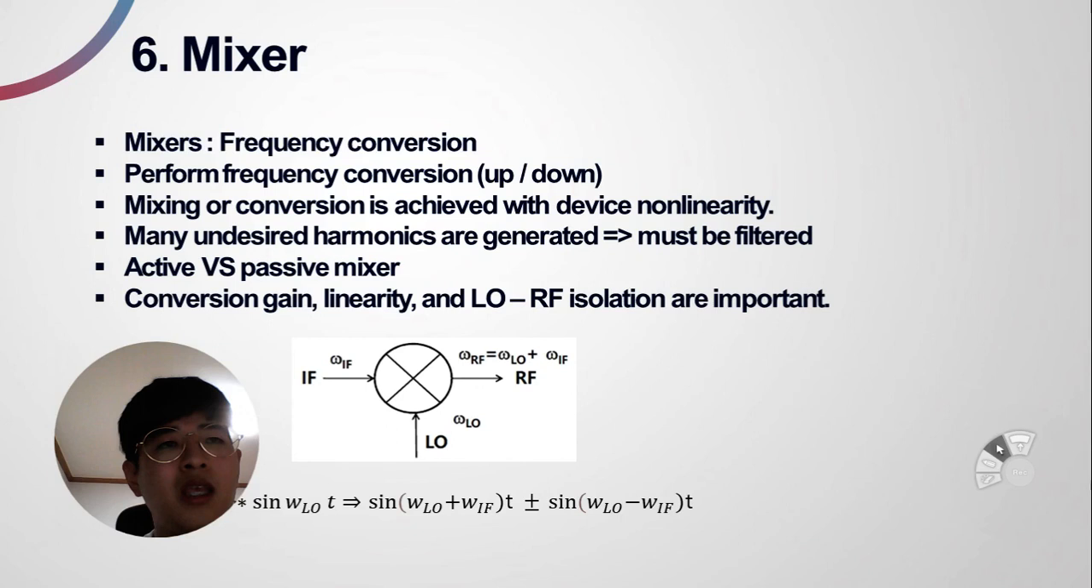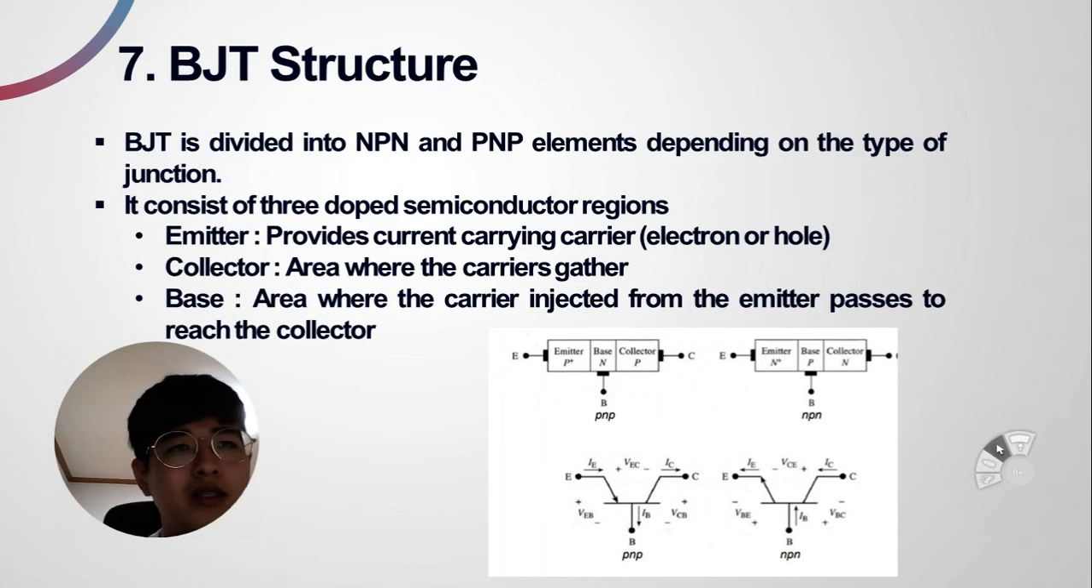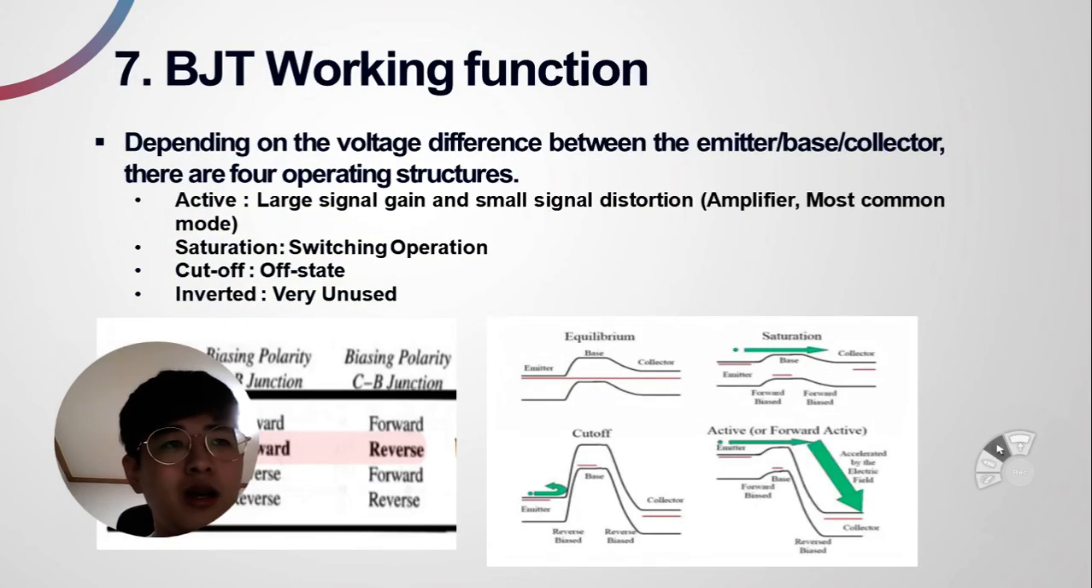A BJT consists of three doped semiconductor regions: emitter, collector, and base. It is divided into NPN and PNP elements depending on the type of junction. Depending on the voltage difference between the emitter, base, and collector, there are four operating regions. We often use the active region and the saturation region. When you operate in active, it has a high signal gain. However, when it operates in saturation, it acts as a switch.